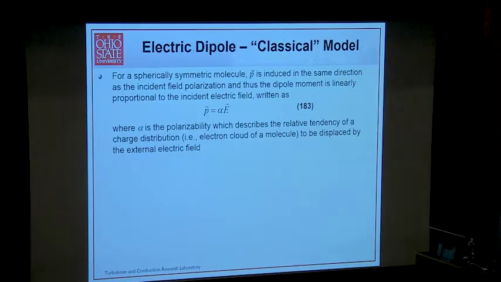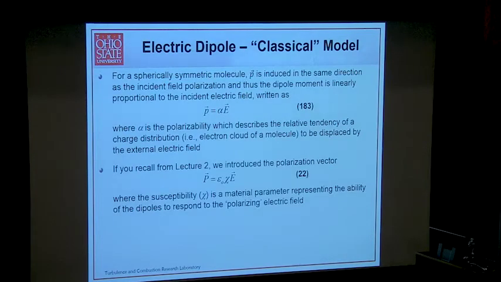Remember, we talked about polarizability. This is how susceptible a molecule is to being polarized by the actual incident electric field of the laser. Okay? So think about this again as an efficiency. But since our dipole moment has to be in the exact same direction as the incident field polarization, it's a scalar. Now we also had this polarization vector where we described in lecture 2 the susceptibility, as the ability of dipoles to respond to a polarizing electric field. It sounds a lot like the same thing.